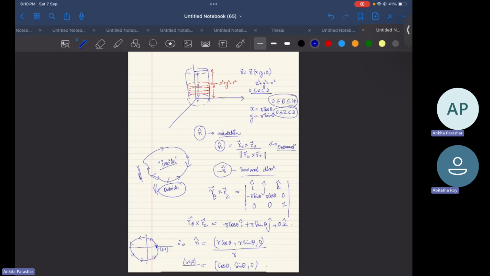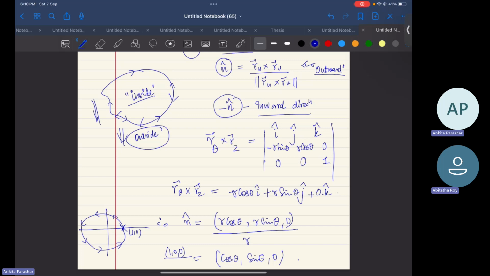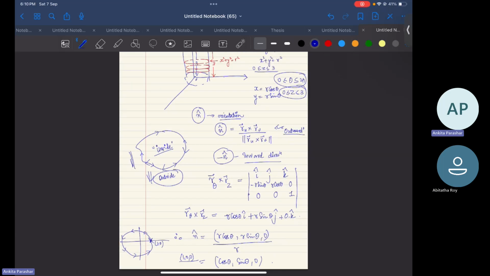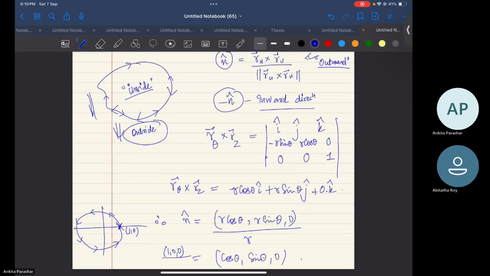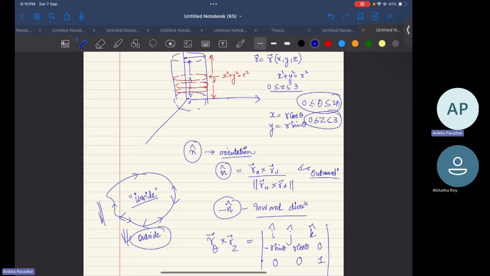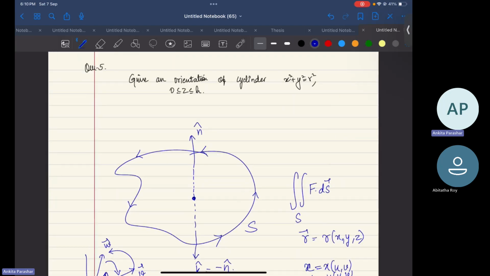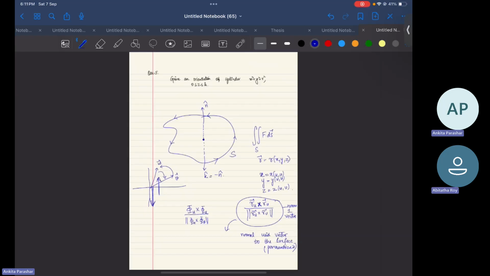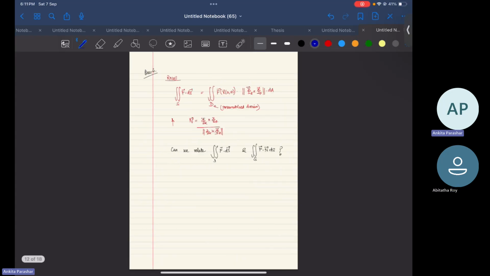Does it make sense? It's very hard to explain, but I hope you understood some part of it. So if somebody wants you to find any orientation, this is how you will orient your surface. The orientation just means the n cap vector. That's all. I hope this makes sense.